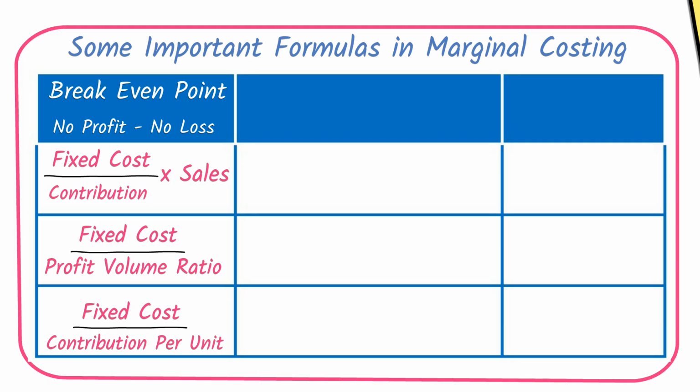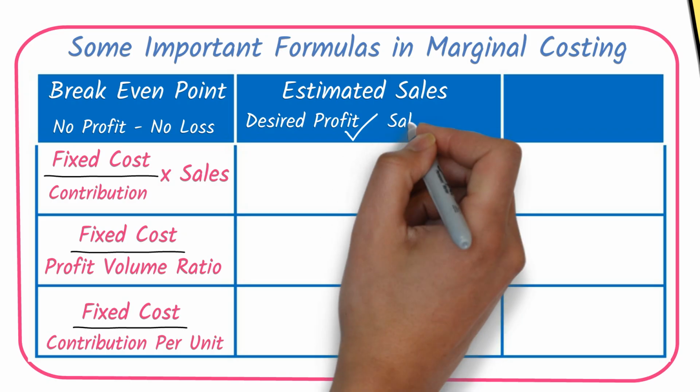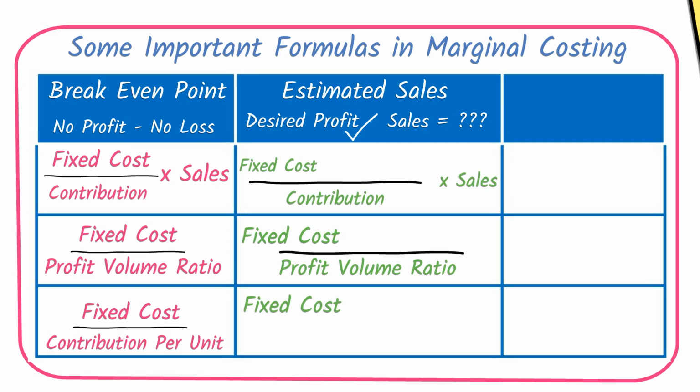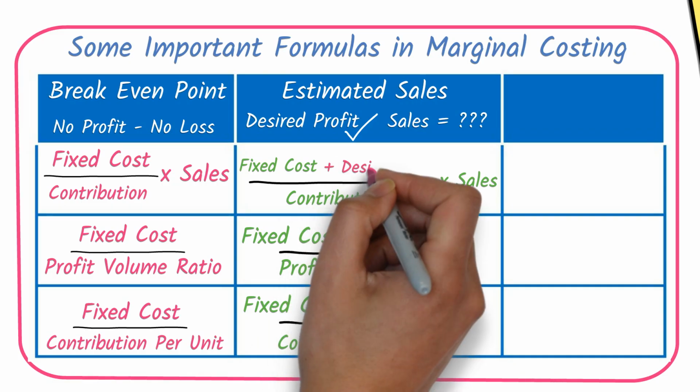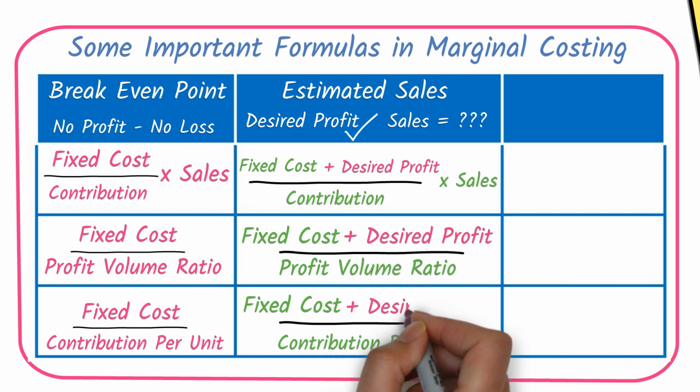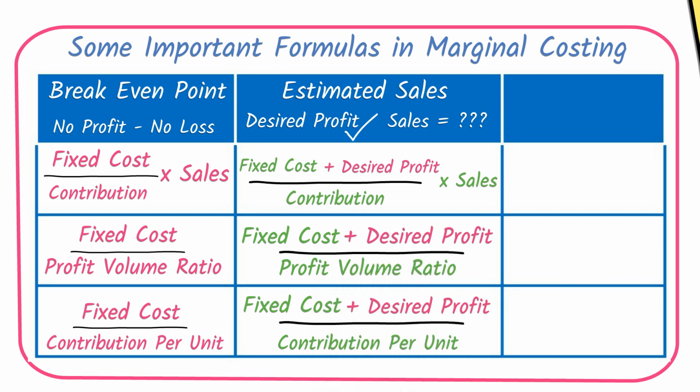The next is the estimated sales. You fix the desired profit and you want to know what is the sales volume to be achieved to earn this desired profit. The same set of formulas that you applied in break-even point is to be applied, just adding the desired profit to the numerator. Add the desired profit to the numerator and apply any one of these formulas based on the available details. You will get the estimated sales.